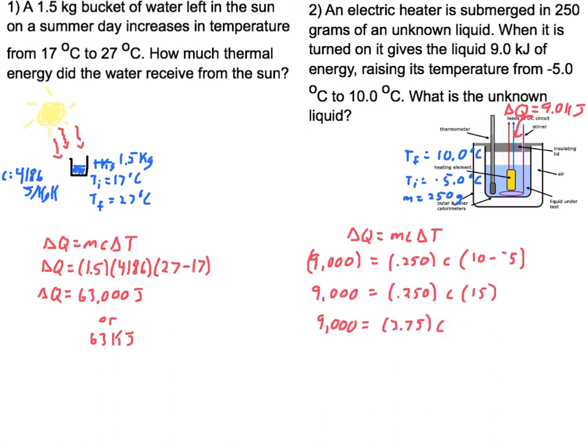Multiplying 0.250 times 15 gives me 3.75. And I come out with a specific heat capacity of 2,400 joules per kilogram Kelvin, which whenever you look at the table in the back is ethanol. So we've identified the material, ethanol, flammable. I'm glad we did this under cooler temperatures.